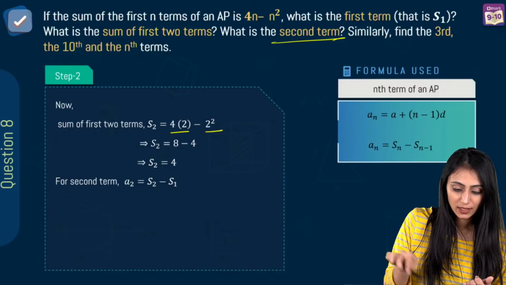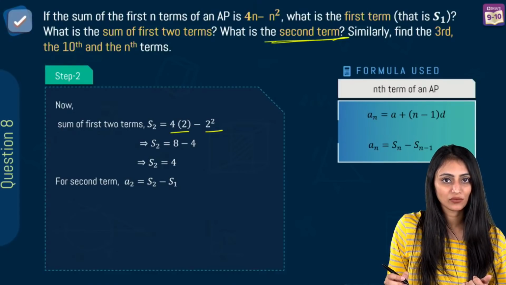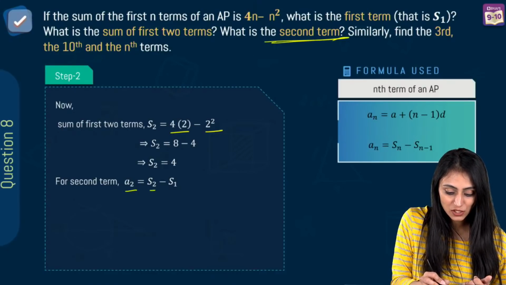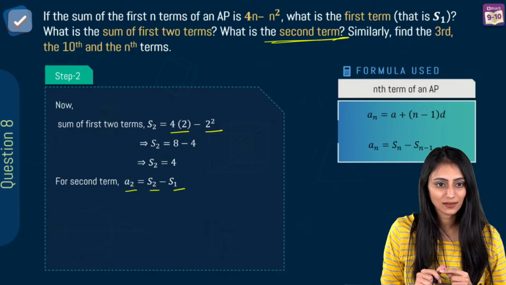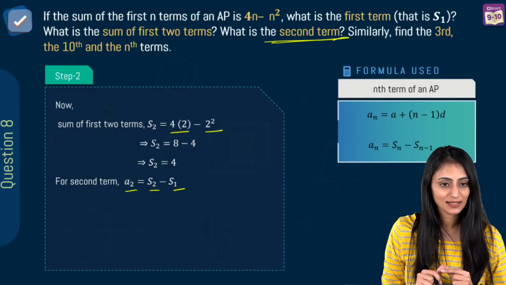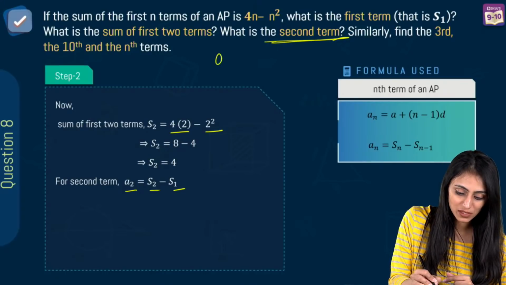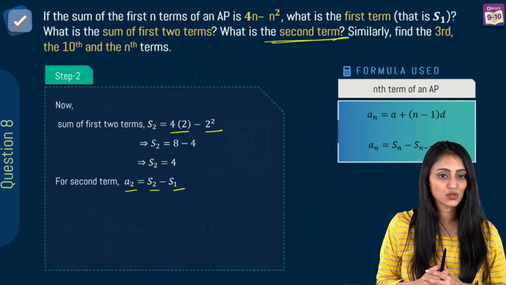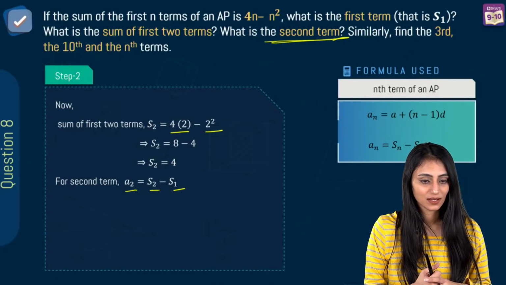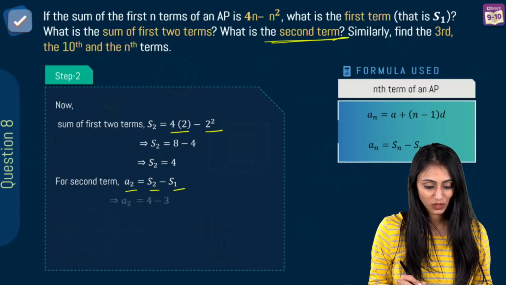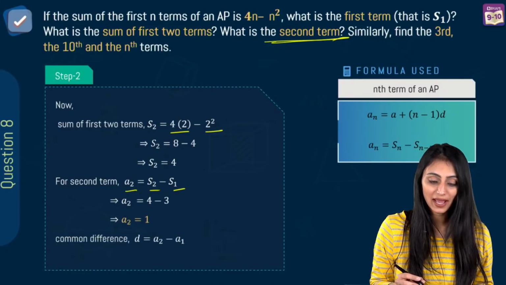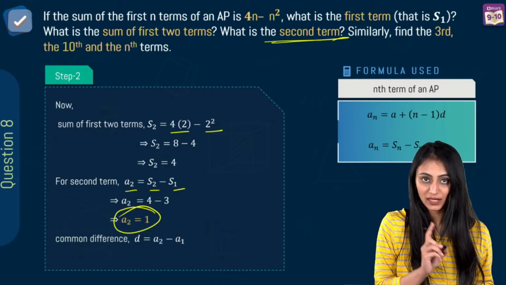So A2 is nothing but, what is A2? A2 would be the second term. Second term you have to find out, right? A2 is nothing but S2 minus S1. Makes sense, right? Yes, because the sum of first two terms gives us S2. Alright. So what we will do here is simply put the values. I have the second term also, that is 1.